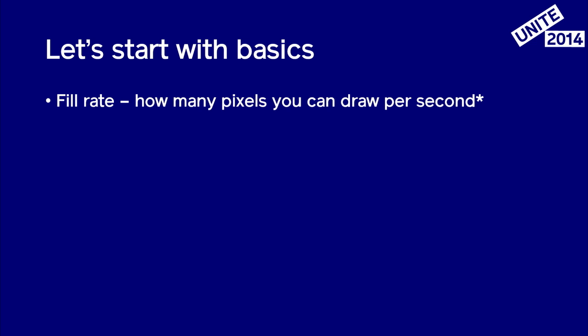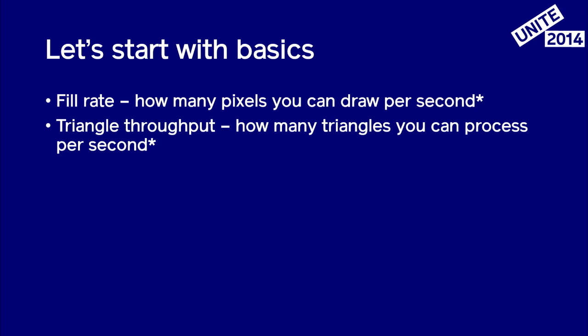GPUs have their parameters, and one of the main GPU parameters is called fill rate. That means how many pixels per second you can draw. The second one is triangle throughput. That is how many triangles you can pump out per second. However, these are theoretical numbers. GPU manufacturers get them in perfect conditions. You'll probably not be able to reach them. They're only for ads, I guess.